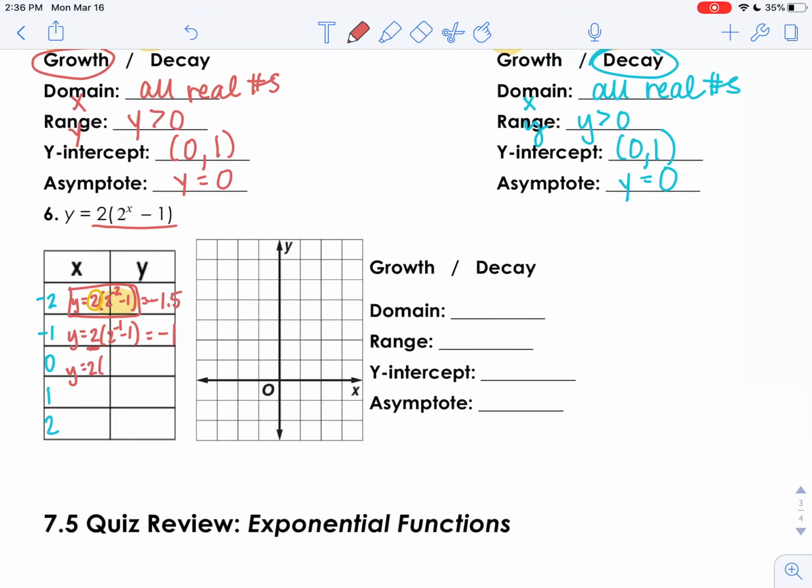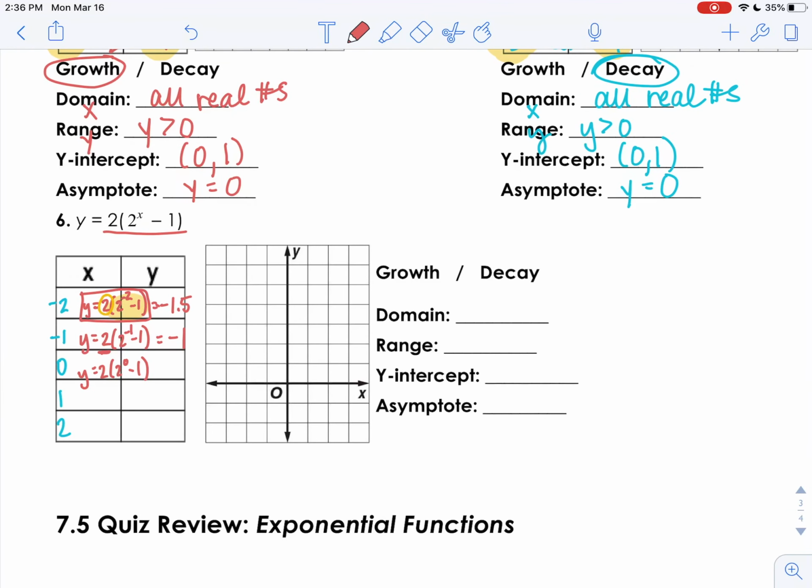Equals -1. So now I'm going to plug in 0, so I get y equals 2 times 2 to the 0 minus 1. This one I can probably just solve on my own, because I know anything raised to the 0 is 1, so 2 to the 0 is 1, 1 minus 1 is 0, and then 0 times 2 is 0, so this will be 0. Then I have y equals 2 times 2 to the 1 minus 1. Well, 2 to the 1 is 2, 2 minus 1 is 1, and 1 times 2 is 2. And then I have y equals 2 times 2 squared minus 1. So 2 squared is 4, 4 minus 1 is 3, 3 times 2 is 6.